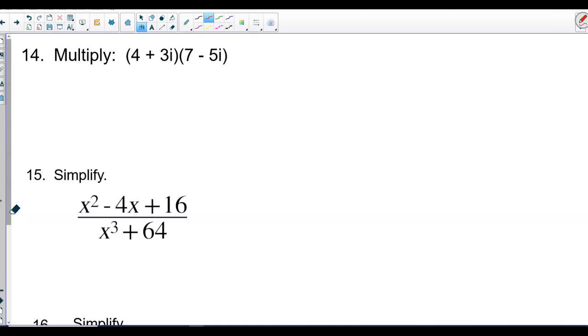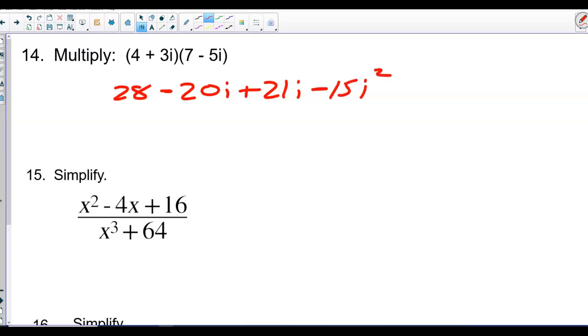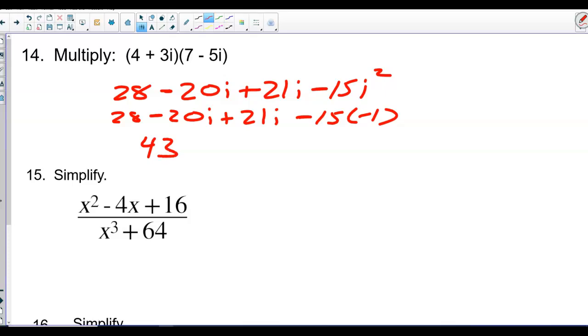All right, here with i's, or with imaginary or complex numbers, we're just foiling. 4 times 7 is 28, minus 20i, plus 21i, and then it's negative 15i squared. We need to know that i squared is the same thing as negative 1. So this becomes a positive 15. 15 and 28 is 43. Negative 20 and 21 is plus i.